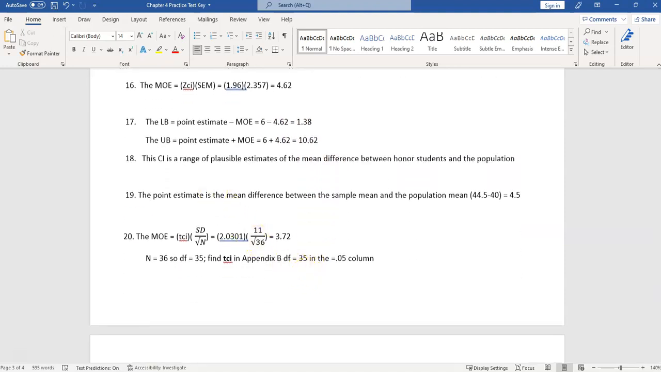And then this CI, this confidence interval, is the range of plausible estimates of the mean difference between the honor students and the population. So again, this is how different these two groups might be. On the lower end, they might be different by about 1 point. On the upper end, they might be different by about 11 points. So again, those are the range of plausible mean differences between these two groups.